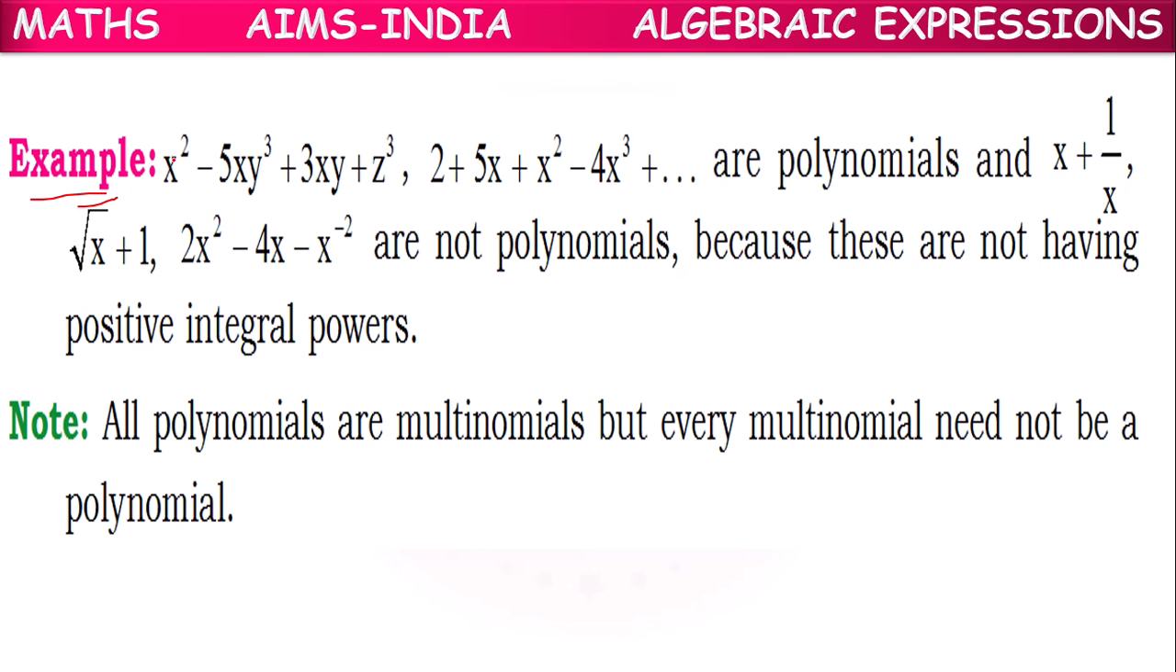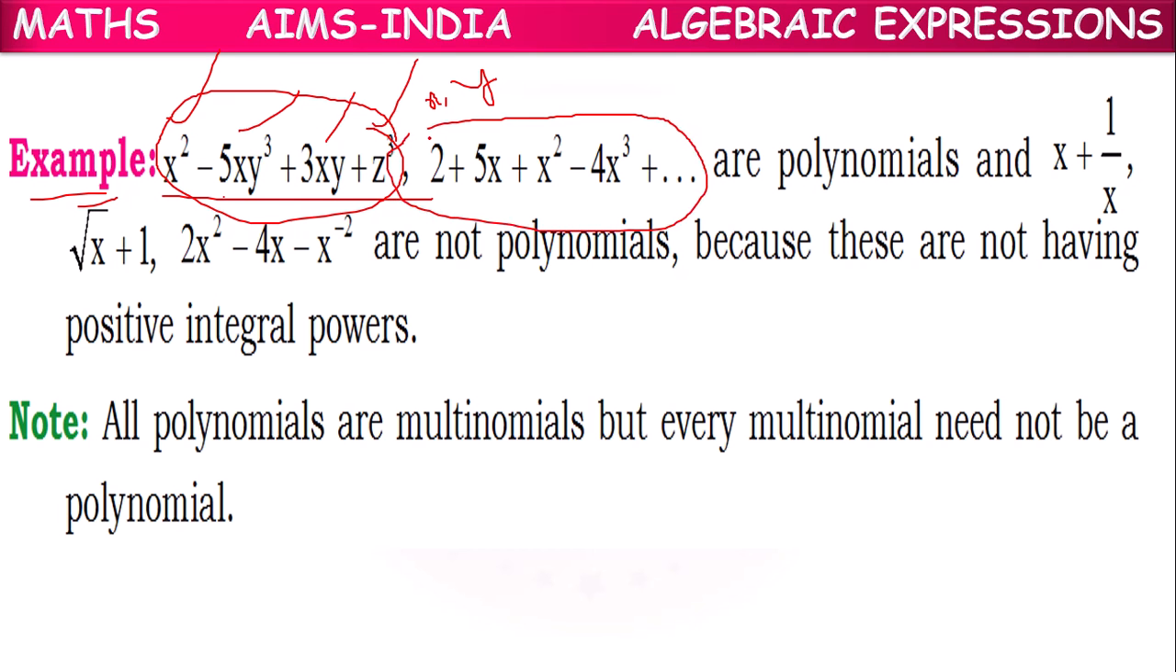So, example, x square minus 5x cube plus 3xy plus z cube. This is a polynomial. Here more than one variable is involved. Next, this one, 2 plus 5x plus x square minus 4x cube is also a polynomial in variable x. Only one variable is there. These two are examples of polynomials.